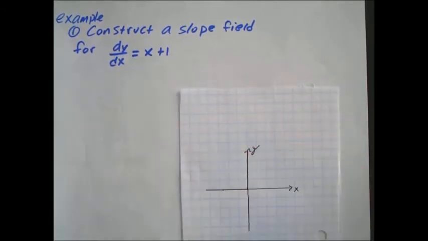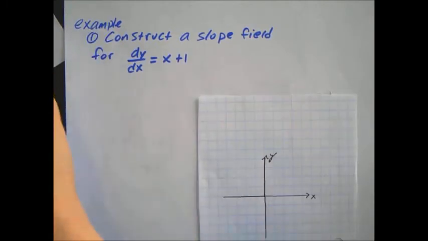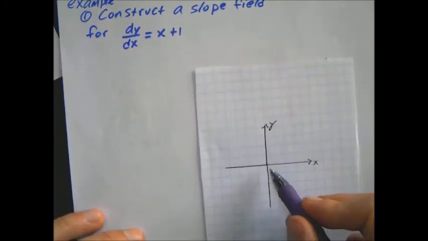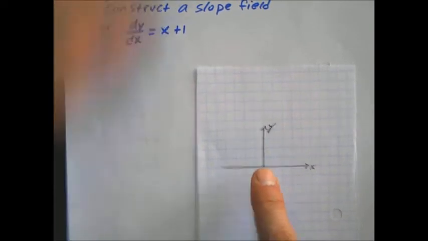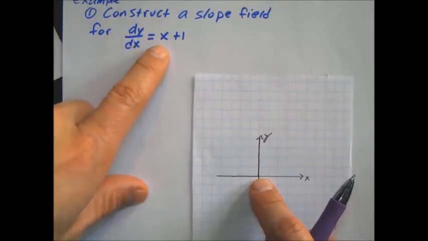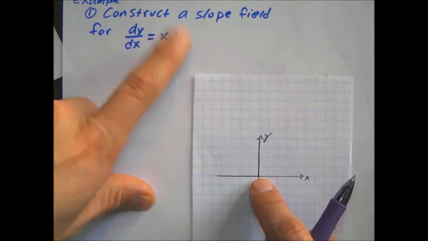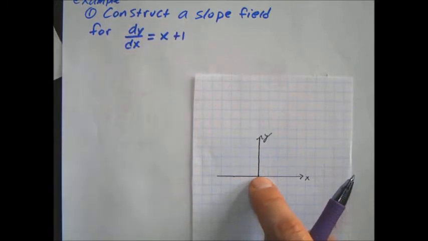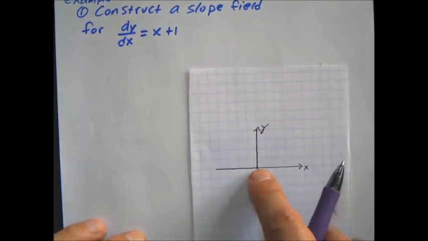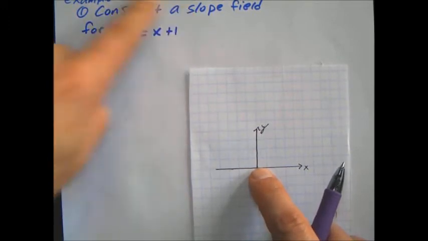And what I have over here is just a grid. I made it 4 units in each direction. So the easiest point to begin with is going to be the origin, so I'm going to start over here in the middle. If I plug x equal to 0 into the derivative, well, 0 plus 1 is going to be 1. So at this point, it's going to have a slope of 1. I'm plugging in the x coordinate, 0, so 0 plus 1 equals 1, and the slope is going to be 1.